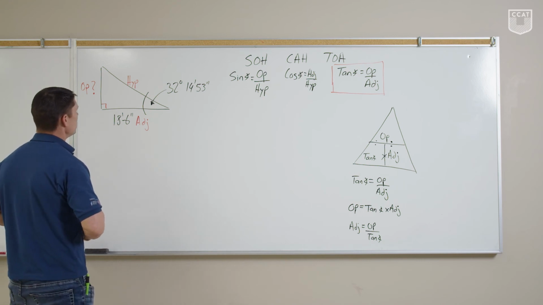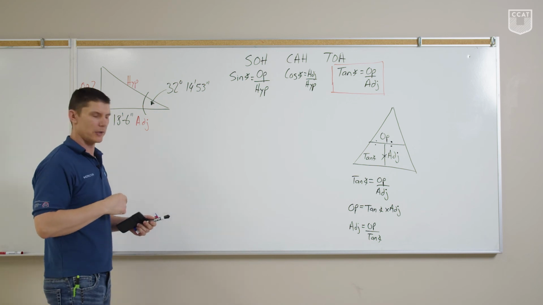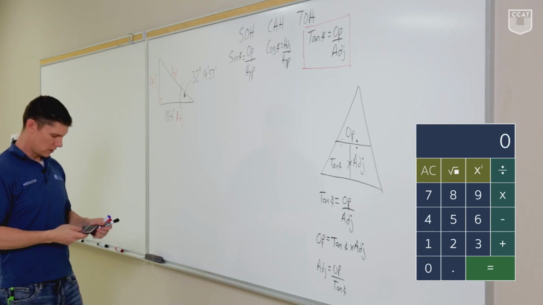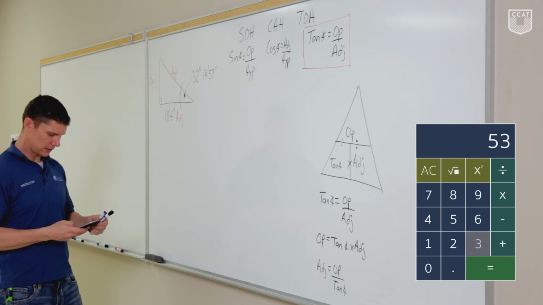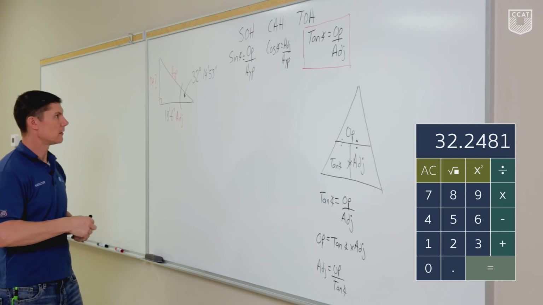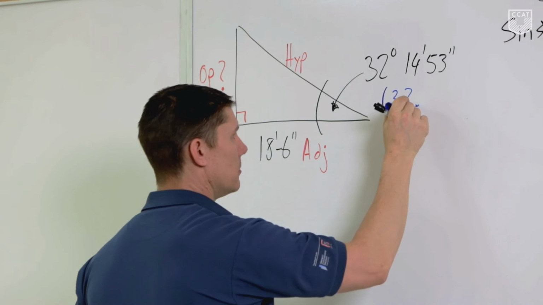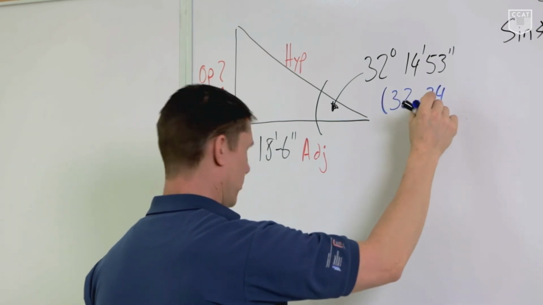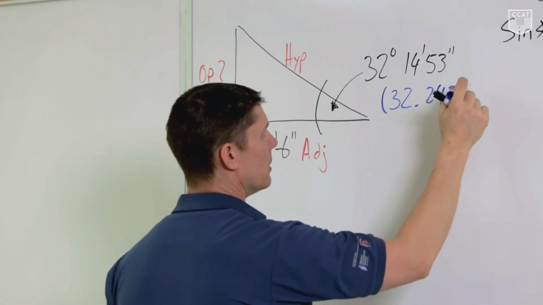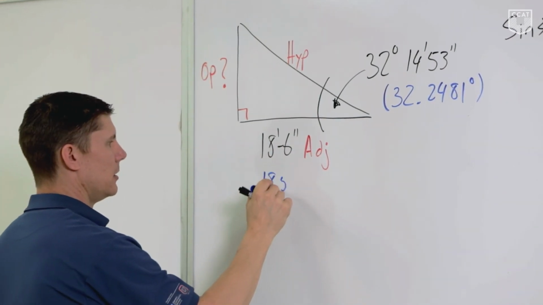Okay, so back to our triangle over here. The next step I would do is to turn these numbers into decimals so that we can punch them into our formulas. So I'll take my 53 seconds, divide by 60, add my 14 minutes, divide by 60 to get it into degrees, and we would be 32.2481 degrees. Okay, this number over here would be 18.5 feet.